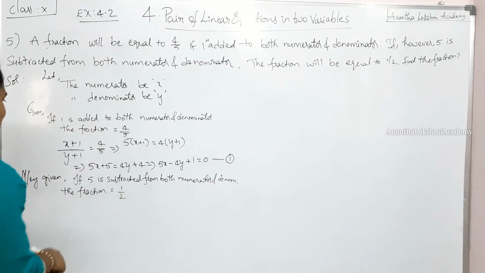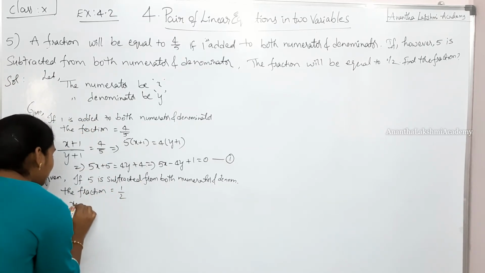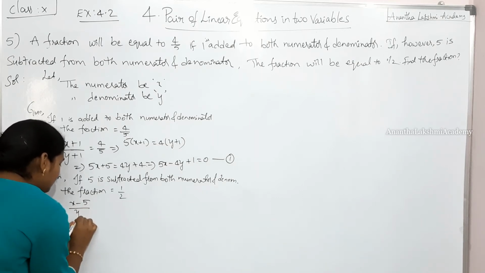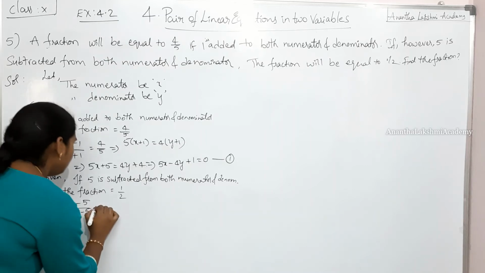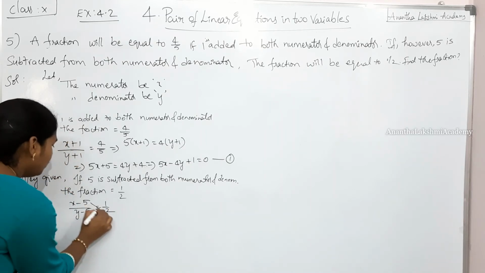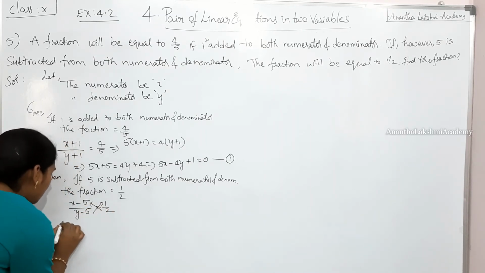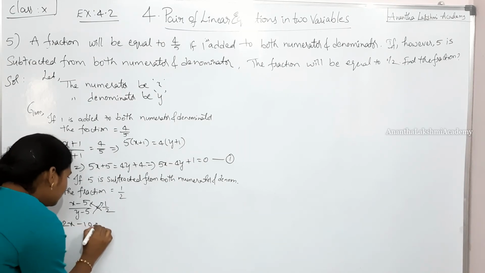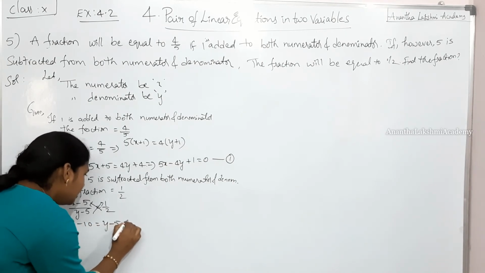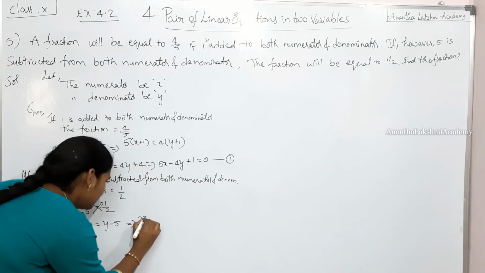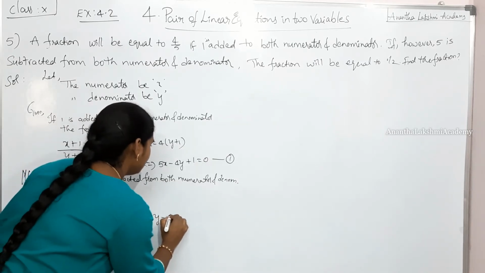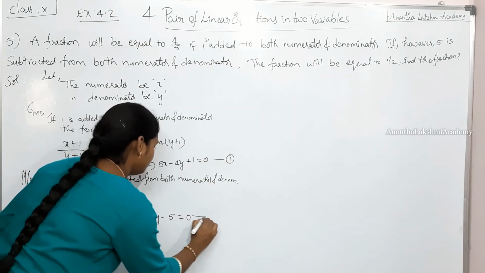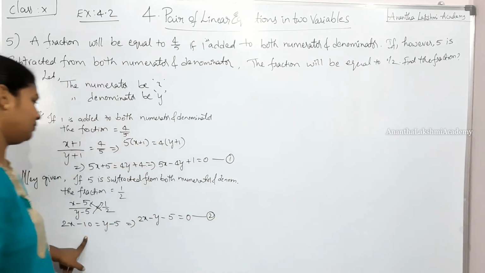So this is nothing but x minus 5 by y minus 5. Our x is the numerator, y is the denominator, is equal to 1 by 2. If you do the cross multiplication, what happens? 2x minus 10 is equal to y minus 5, which will eventually result in 2x minus y minus 5 is equal to 0. This is our second equation.